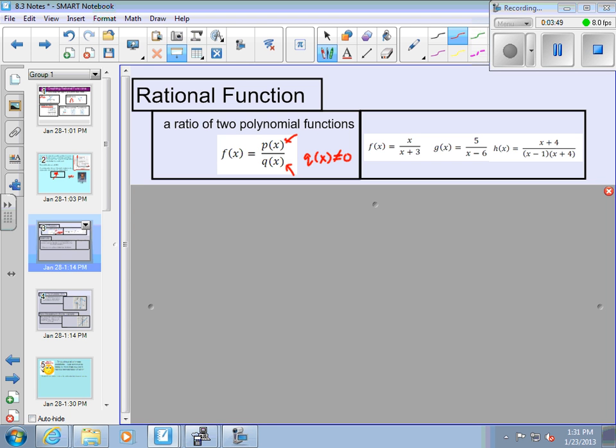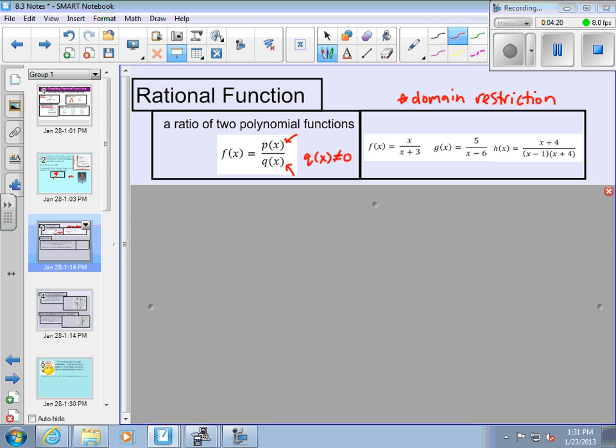So because of that, if there was a number that ends up making the denominator equal 0, that's what we call a domain restriction. A domain restriction is a number that doesn't work because of division by 0. So we're going to look at some examples over here of some different rational functions that would have domain restrictions.